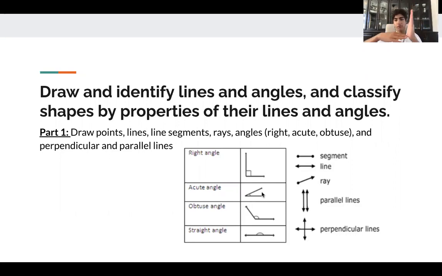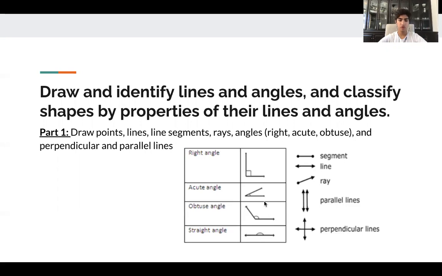An obtuse angle, if you look at the right angle at 90 degrees, is going to simply go past that. It's going to become flatter and flatter until it can reach a straight angle. So an obtuse angle is greater than 90 degrees, but less than 180 degrees. Finally, that straight angle is at 180 degrees, so it's a flat angle. Just like this. It's just a line, like that.